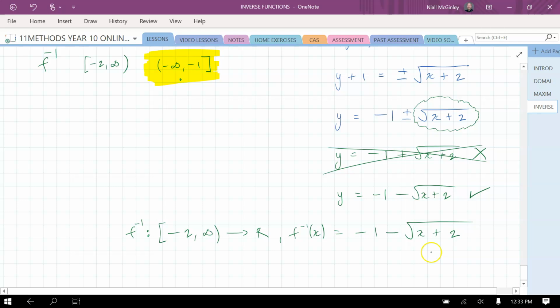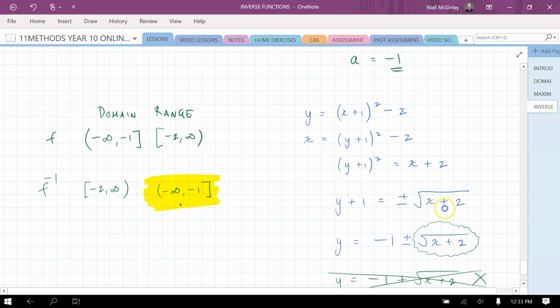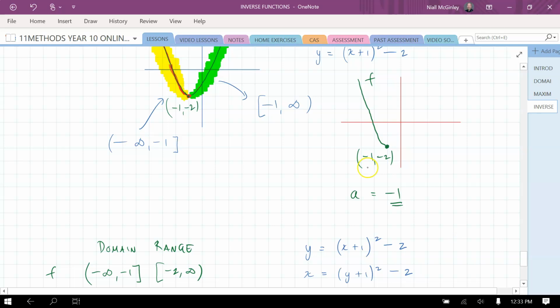Again, you can just check that it all makes sense. Think about what the endpoint is of this square root function. The endpoint is minus 2, minus 1. And if we look back at the graph, the turning point of the parabola was minus 1, minus 2. So therefore, that makes sense.